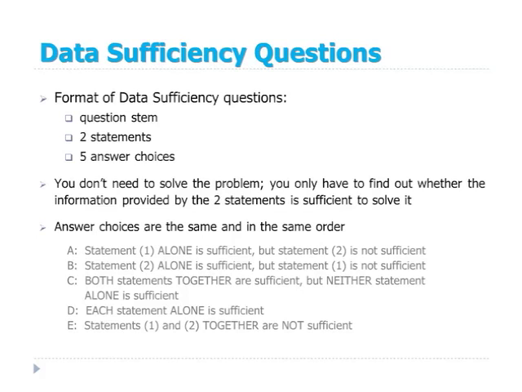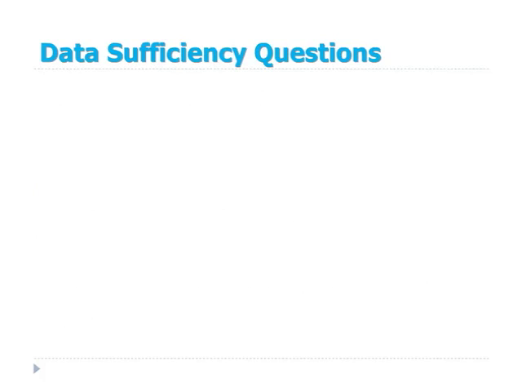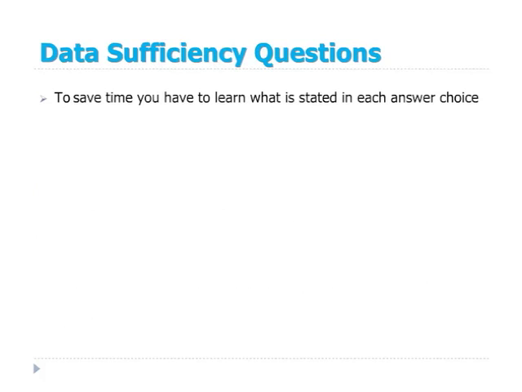We have labeled the answer choices A through E, but on your GMAT exam they will not be labeled with letters. To save time, you have to learn what is stated in each answer choice. The best way to do this is to solve as many data sufficiency problems as possible.